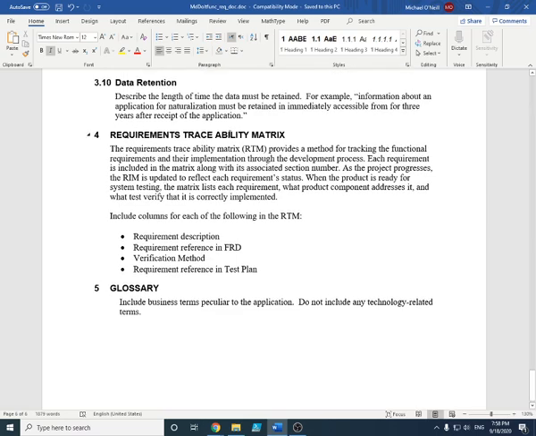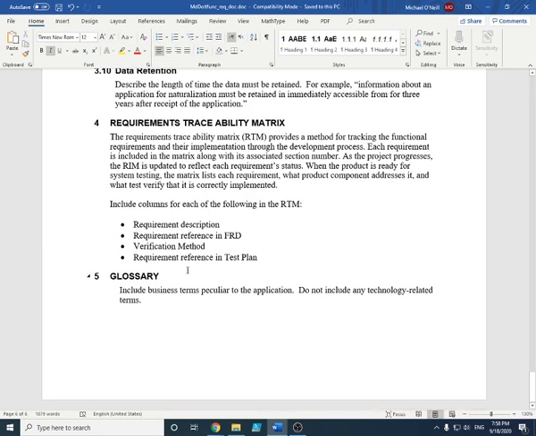The requirements trace matrix in this, do not do these whatsoever. Do not do the RTM, do not do the glossary. Okay, that's a quick run through, and I hope that helped everybody.